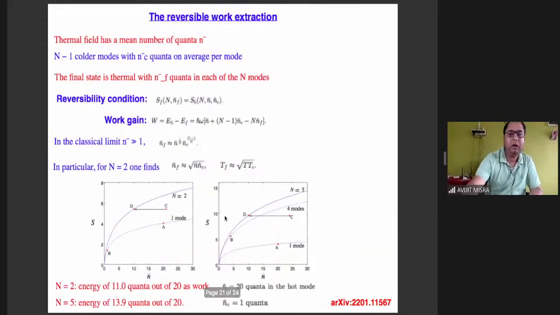Okay. Till now I was talking about measurement, but I have to compare its efficiency with the reversible one, which is the most efficient method for work extraction. So suppose I have a thermal field which has mean quanta n bar, and I'm using an auxiliary system, n-1 cold modes, with nC bar quanta on average, and I will do this reversibly.